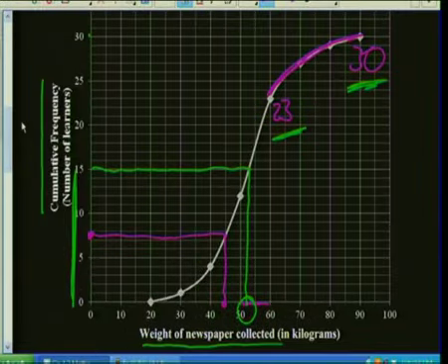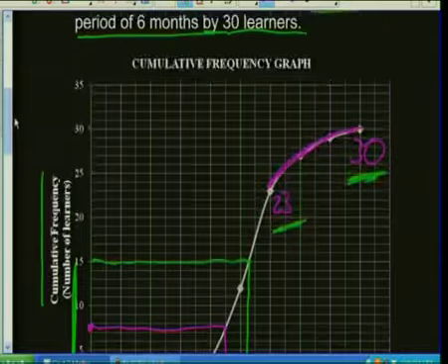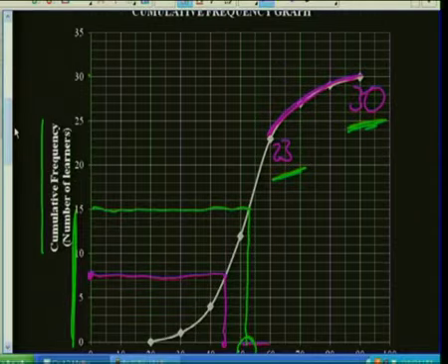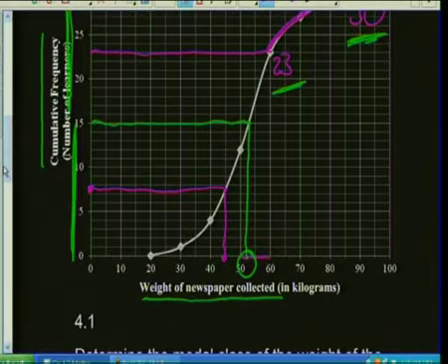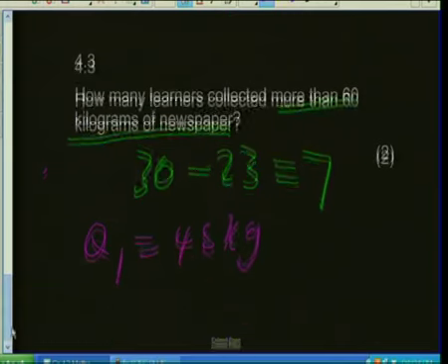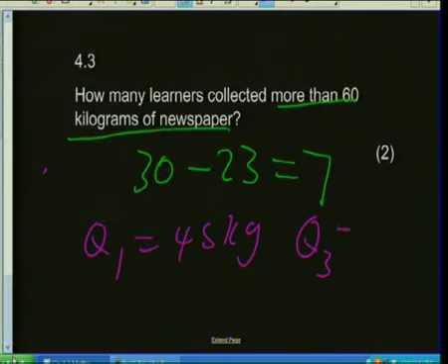Lower quartile done. Then how can I find the upper quartile? It's halfway between 15 and 30. Where's halfway through that? You take your ruler, draw straight across, and then go down. I get 60. 60 is my third quartile. So Q3 is 60 kilograms. You can get the upper quartile also from the cumulative frequency.